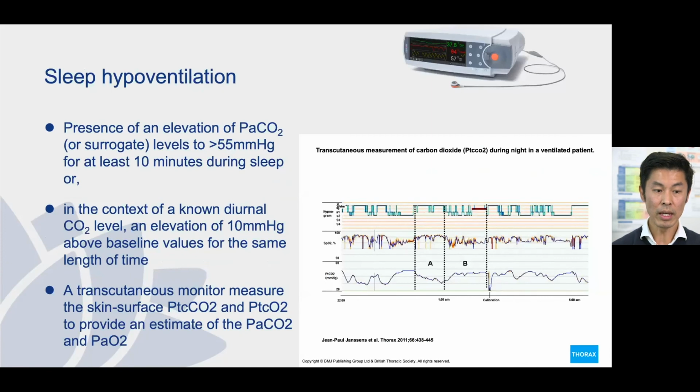So if we want to look at the presence of sleep hypoventilation, we need to measure the transcutaneous carbon dioxide level, which is a surrogate measurement looking at the skin surface transcutaneous CO2 and O2 level to provide an estimate of the PaCO2 and the PaO2. And by measuring the transcutaneous CO2, we can then determine whether there is an elevation to more than 55 millimeters of mercury for at least 10 minutes during sleep, or an elevation of 10 millimeters of mercury above baseline value.